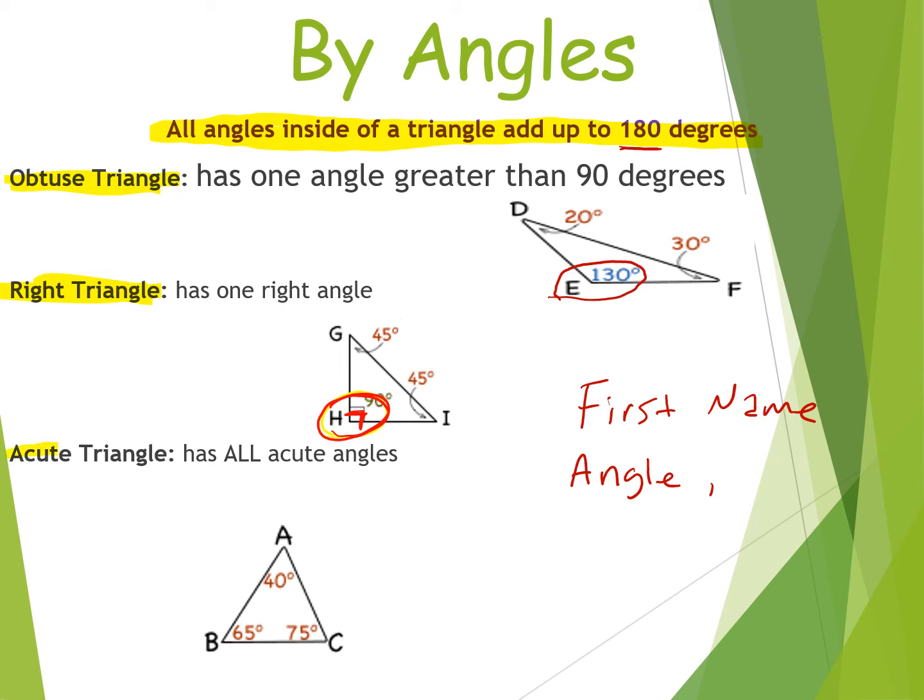And last, we have an acute triangle. An acute triangle has all acute angles. That means every angle in that triangle is less than 90 degrees. So the triangle's first name, we name it by its angle. Okay, so the angle is its first name.